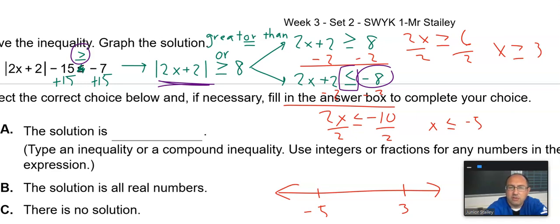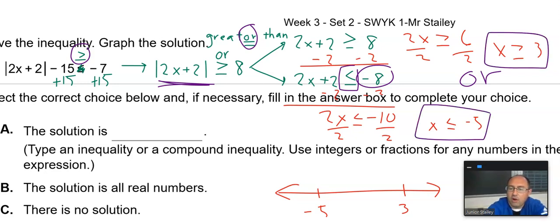That's kind of important. It is a greater than situation, so we are using the word or in between our solutions. We went through the process of subtracting 2 and dividing by 2 for both of them, and we got x is greater than or equal to 3, or x is less than or equal to -5. These both would be closed circles. If you're talking about less than or equal to -5, that'd be a closed circle shading that way, and greater than or equal to 3 would be a closed circle shading that way.